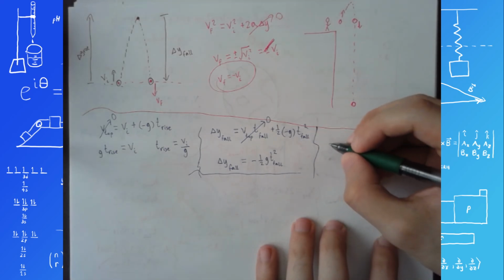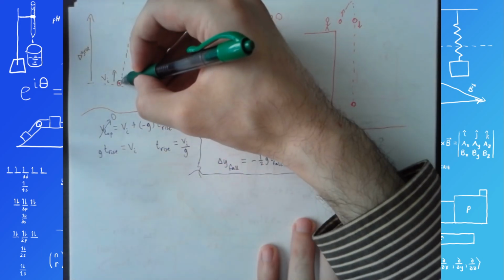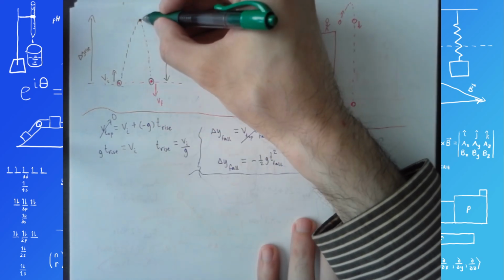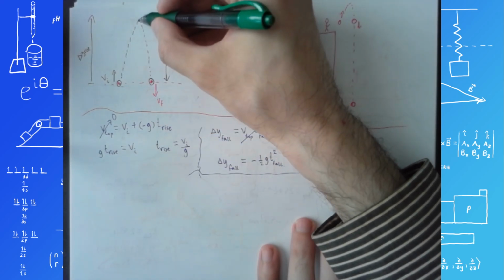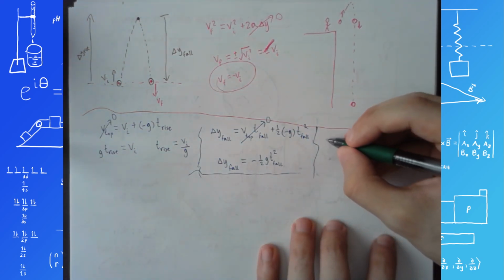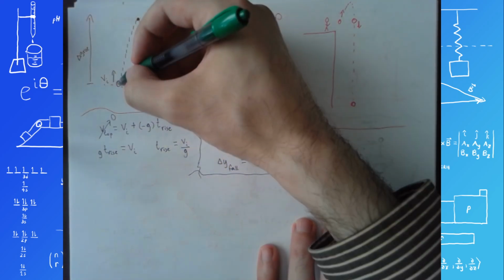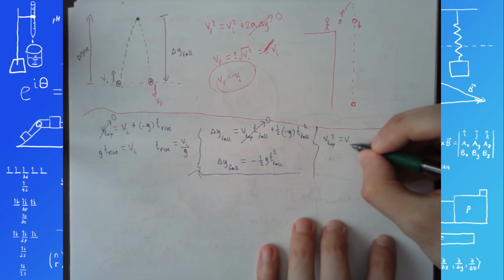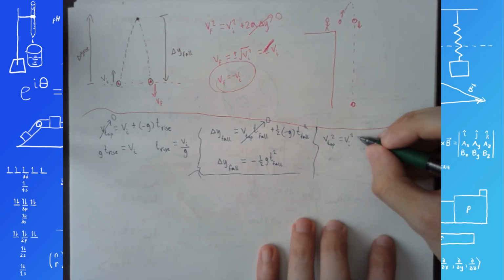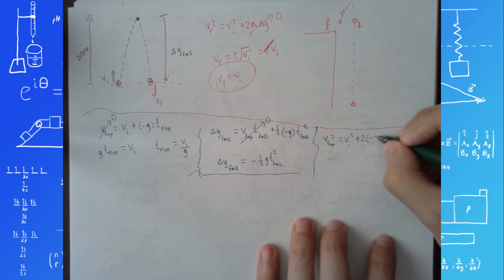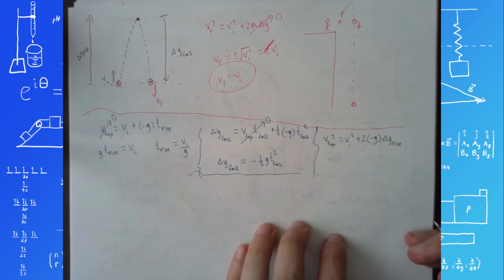Okay, so I want to get delta y rise, and let's use the third equation for that. So delta y rise, I want to calculate it from start to top. So that means my quote-unquote final velocity is actually just my velocity at the top, v top squared, equals my start velocity v initial squared, plus 2 times negative g times, we'll just call it delta y rise this time, instead of calling it h max.